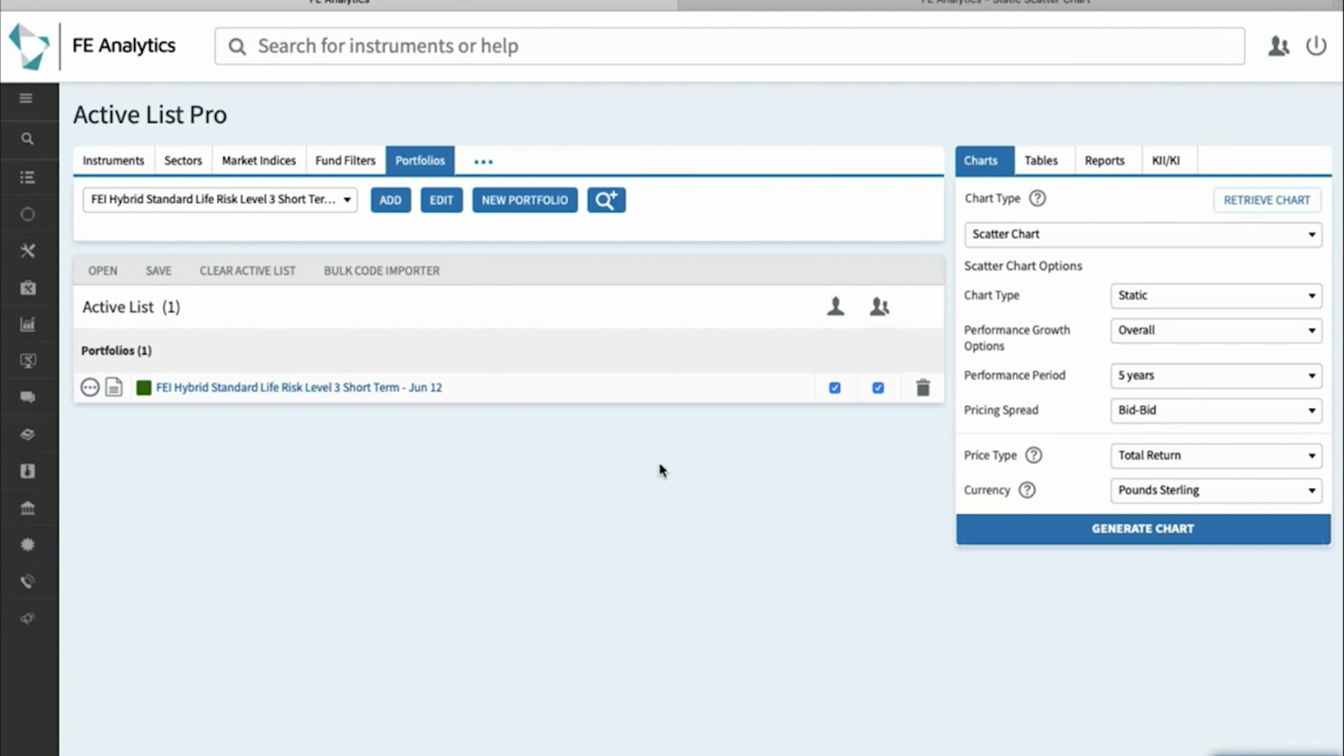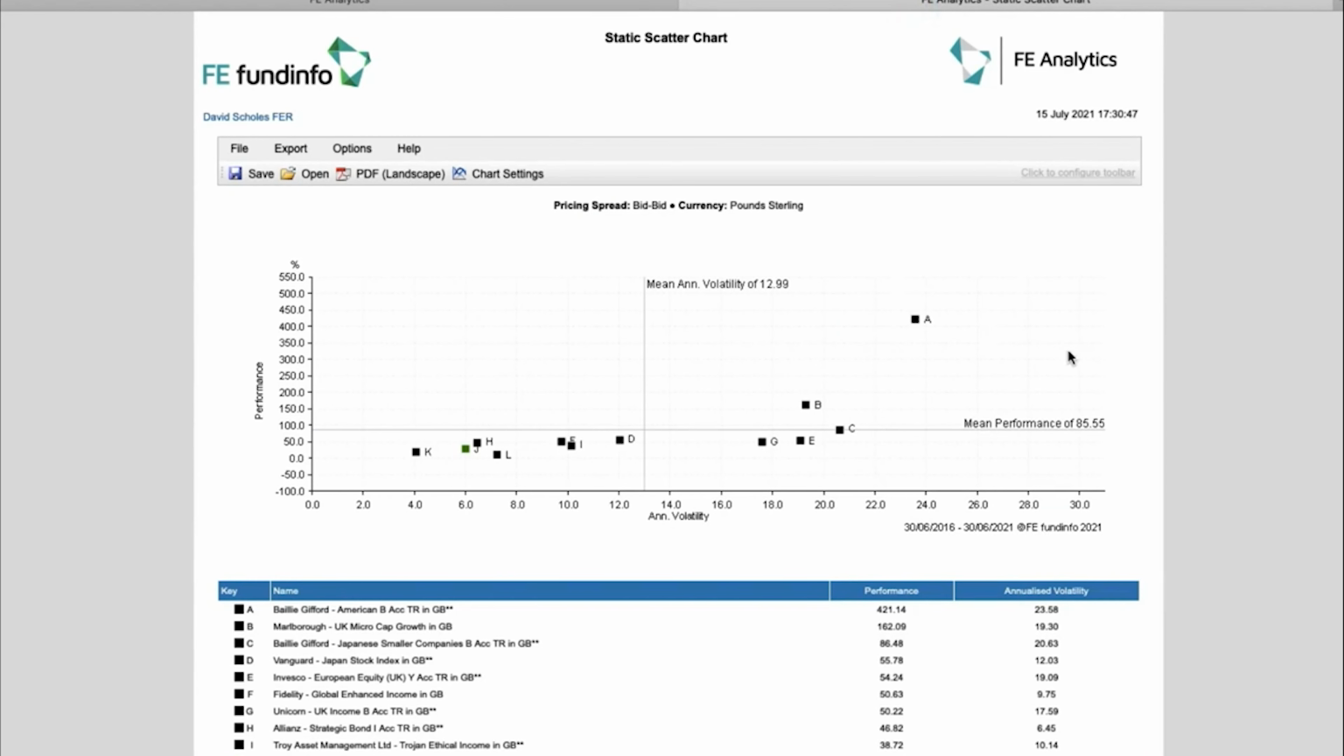So coming back to this main screen, I've grabbed my FE model portfolio. This would work on pretty much any portfolio. I've selected the 2 tick boxes to the right-hand side, so I want to look at, yes, the overall model, but also equally all the underlying holdings. And I want to create a 5-year scatter chart. And what I'll get is something a little like this, where I've got my green dot that shows where my overall portfolio sits, and the black dots are showing where all of the underlying funds of my portfolio sit.